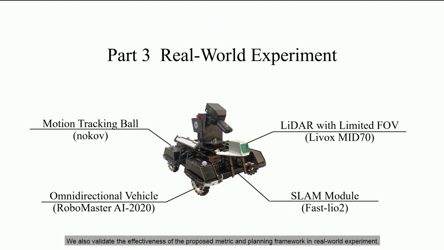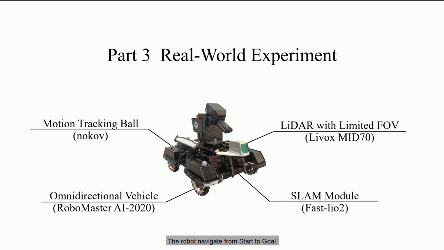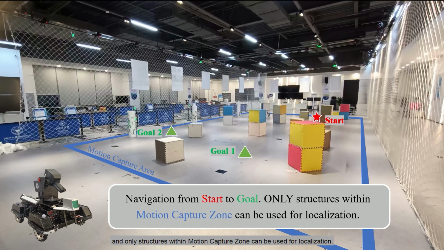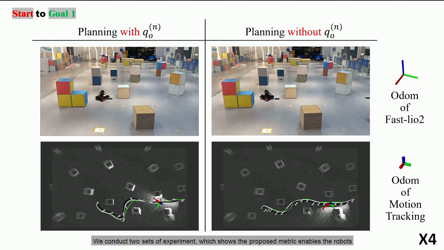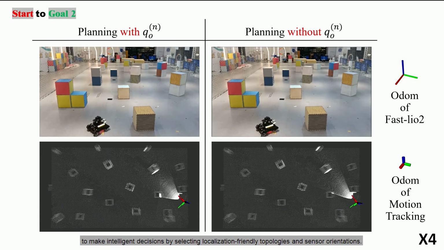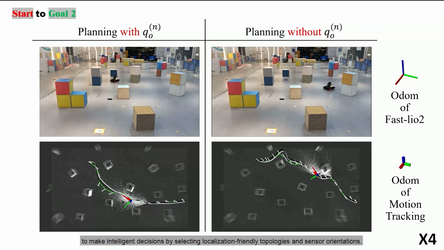We also validate the effectiveness of the proposed metric and planning framework in real-world experiment. The robot navigates from start to goal, and only structures within the motion capture zone can be used for localization. We conduct 2 sets of experiments, which show the proposed metric enables the robots to make intelligent decisions by selecting localization-friendly topologies and sensor orientations.